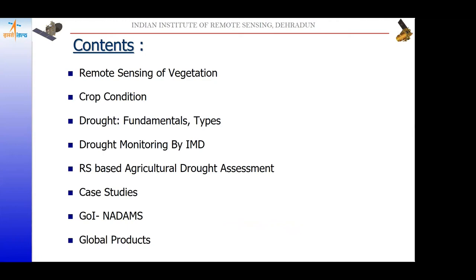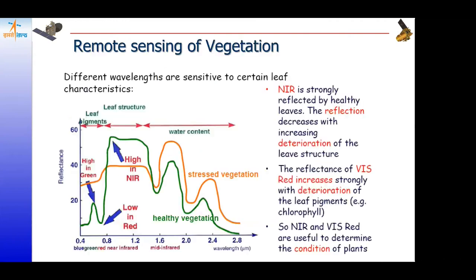Then I will discuss the global products. What are the various kinds of global products readily and freely available? Using that, you can directly visualize, you can analyze, and you can download the product also. And for a particular area, region specific, you can further use it for research as well as understanding.